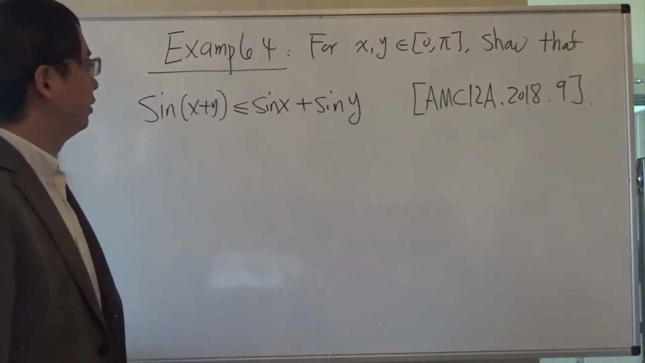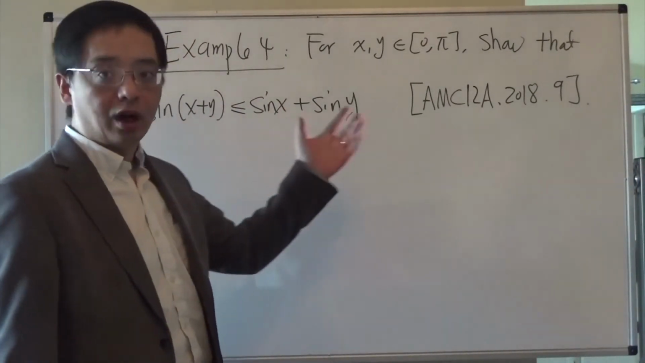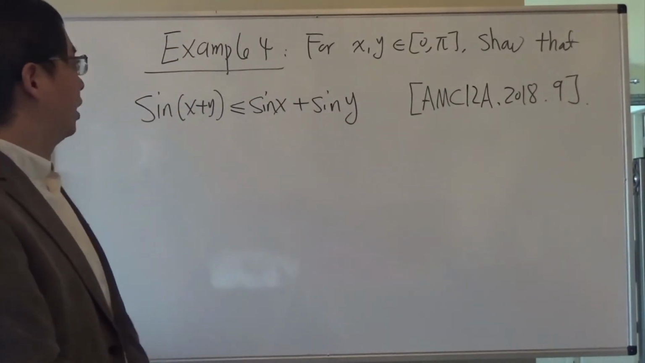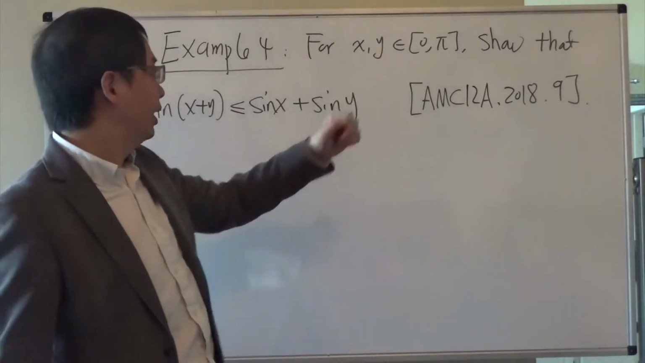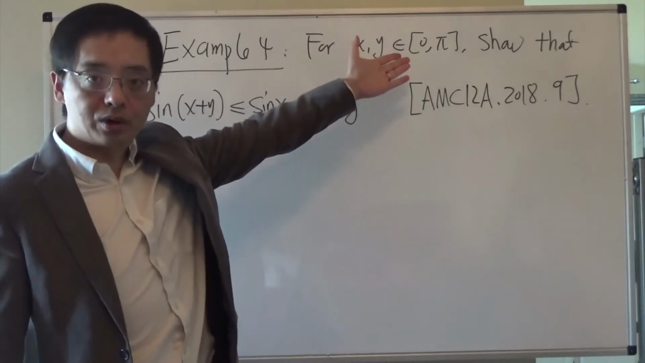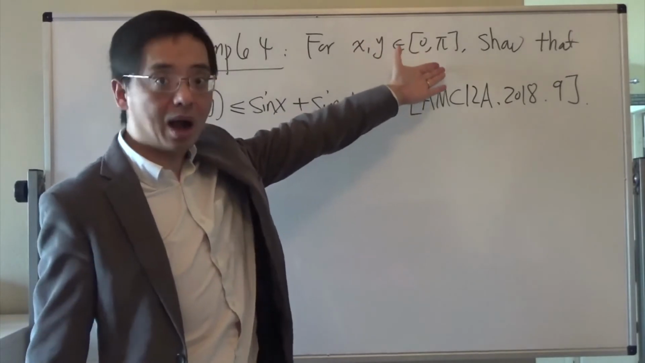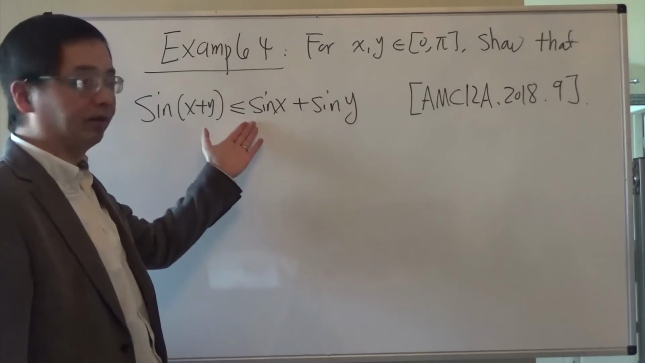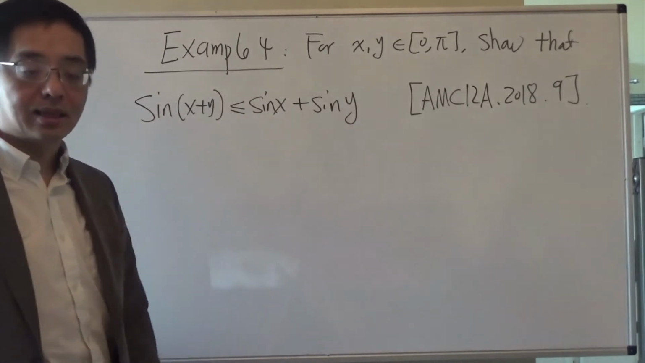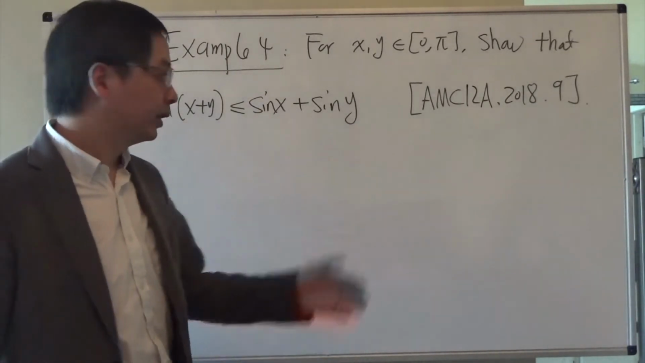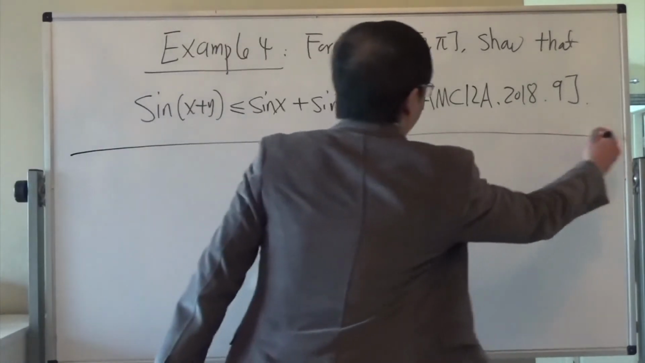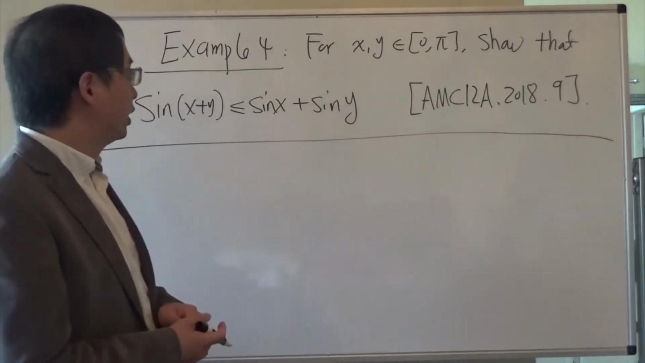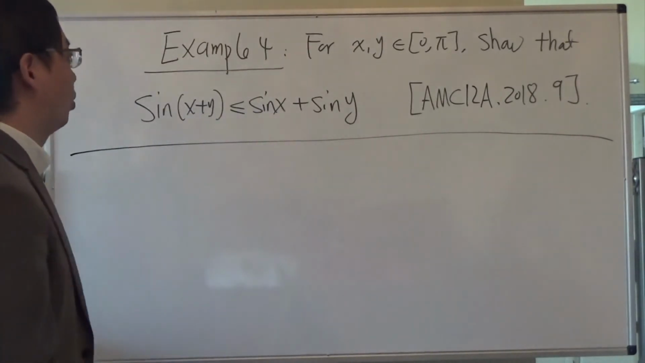Example 4. This is also a past question from AMC 12. The problem essentially asks you to show that if x and y are both within the range from 0 to pi, in radians, then sine of x plus y is less than or equal to sine x plus sine y. Let's prove it. In fact, let's prove a more general inequality, so forget about x and y being in that range.